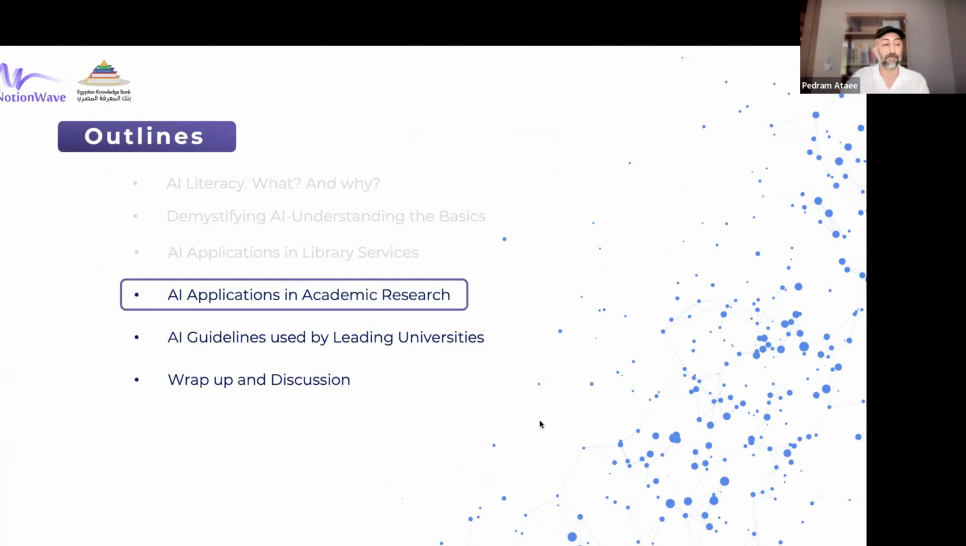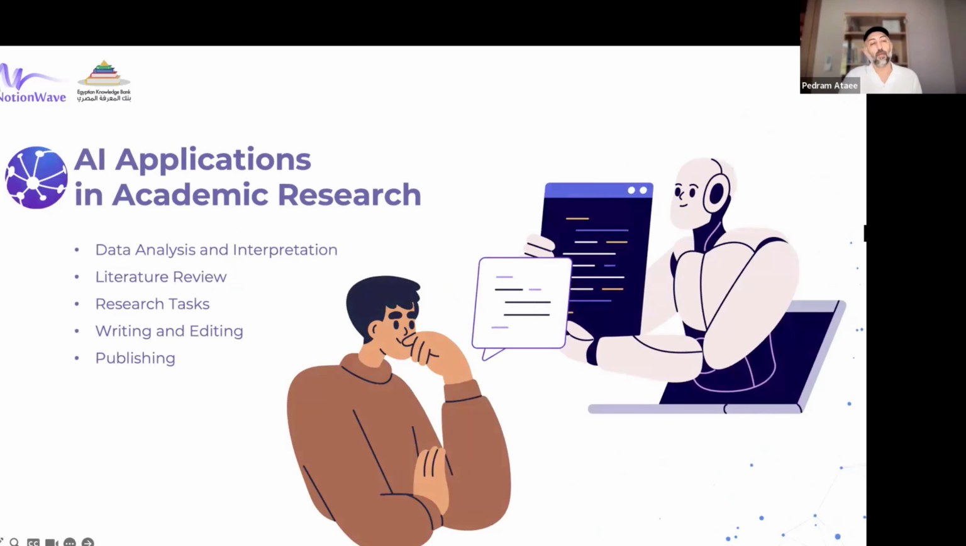are applications specifically for libraries. But let's go into academic research and what the applications of AI in academic research are. There are many applications, but today we are going to review four or five of them, like data analysis, literature review, research tasks, writing, and publishing.